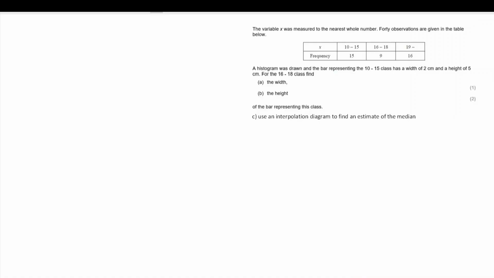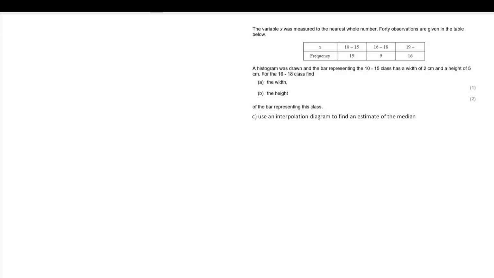In this question, we've been told that the variable x was measured to the nearest whole number. 40 observations are given in the table below. A histogram was drawn, and the bar representing 10 to 15 has a width of 2 centimeters and a height of 5 centimeters. We're then asked to find the width and the height for the class 16 to 18.